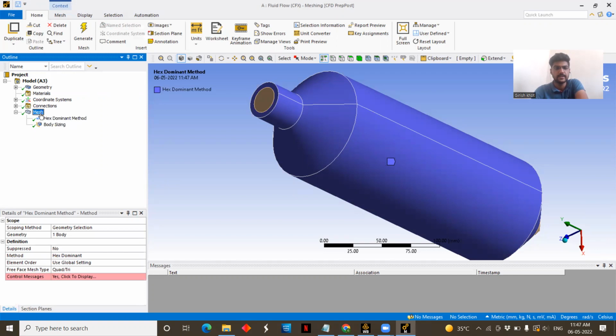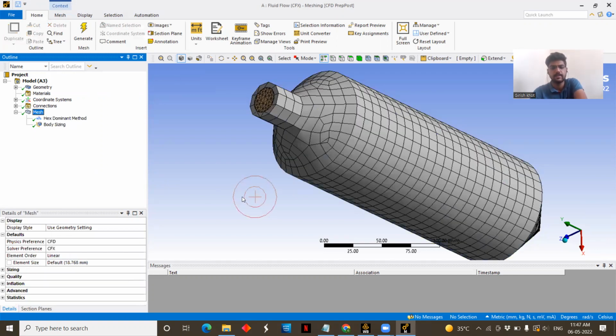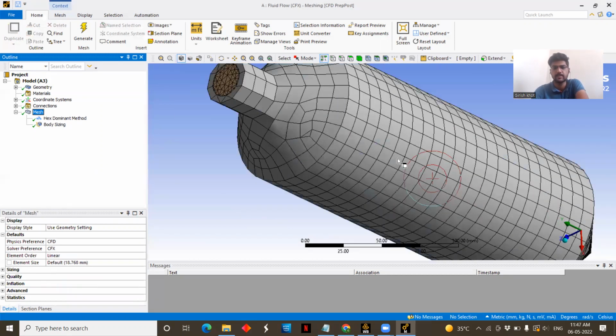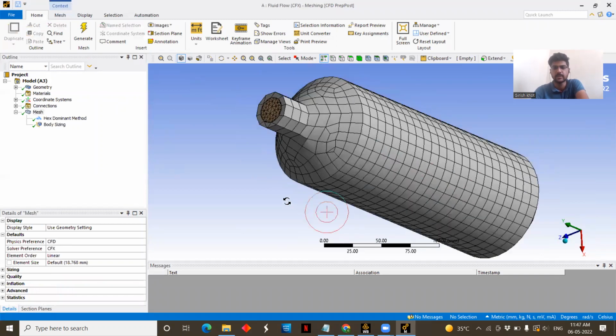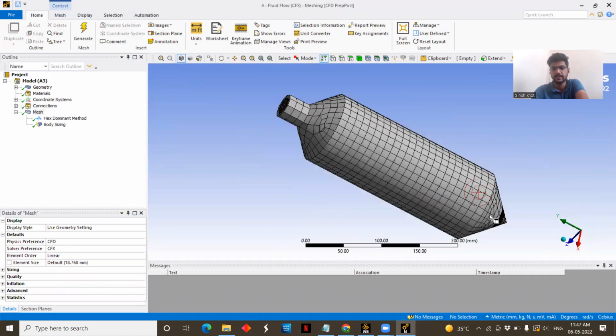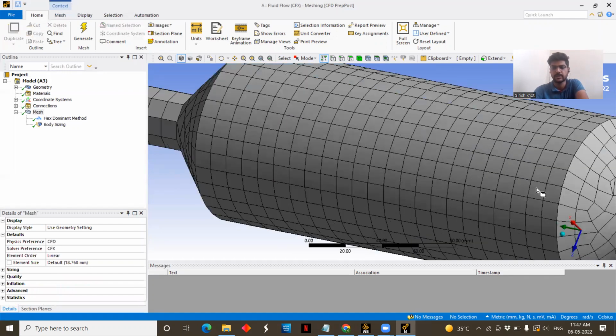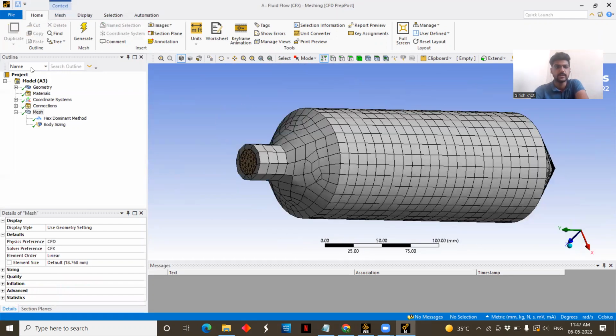The method I used here is the hex dominant method. The reason behind this is that hex elements have a low stiffness matrix and the lowest value of A. So to get more precise results, I have used the hex dominant method. We can see that there is a good amount of meshing here, and the pattern is repetitive all over this. So the meshing here is good and good to go for our further simulation. After that, I will be closing the meshing tab.